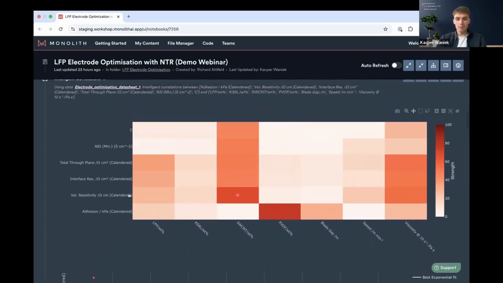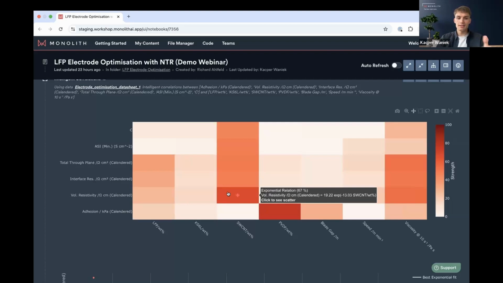If I go back to the heat map, we can see a high correlation between the PVDF content, which is the polymer binder, and the adhesion strength, which makes perfect sense, as they directly influence how the electrode sticks to the current collector. We also observe a high correlation between the SWCNT, the single-walled carbon nanotube content, and the volume resistivity.